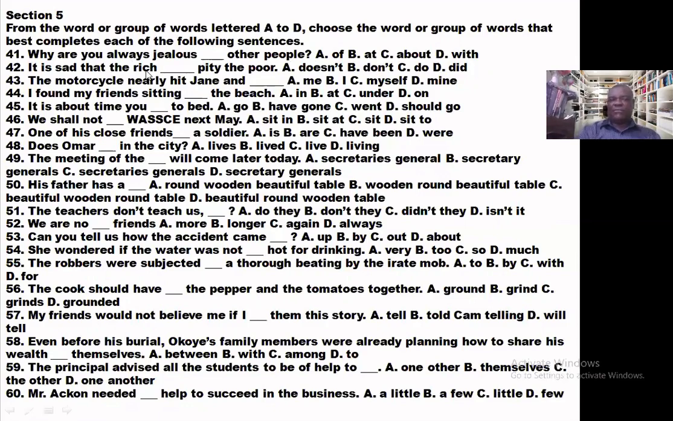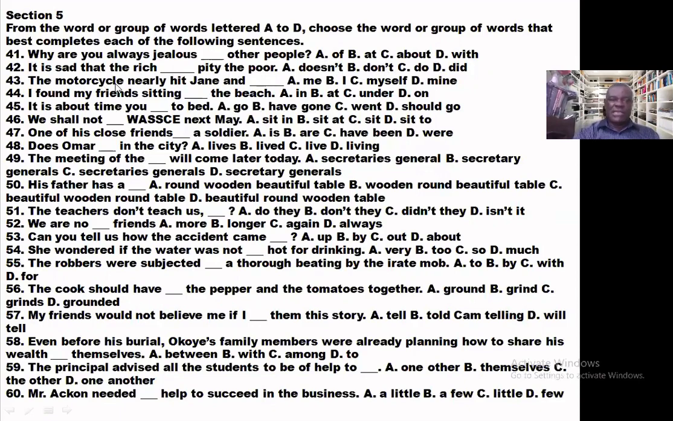Here we are talking of the rule of concord. And the rule of concord states that a singular subject requires a singular verb and a plural subject requires a plural verb. The rich here is a plural subject, so it requires a plural verb. Don't. Doesn't is a singular verb.